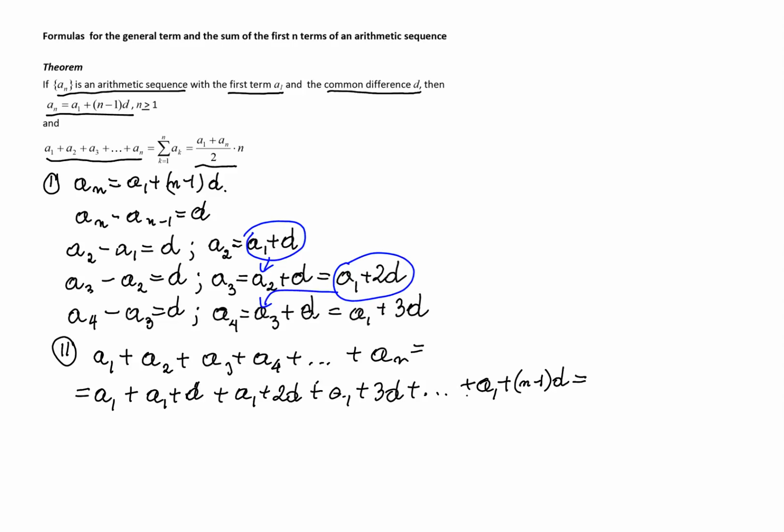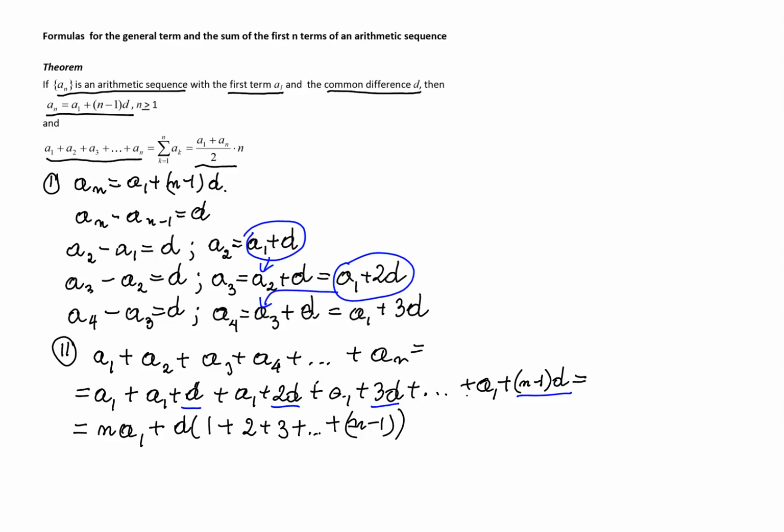Notice that we have a sub 1 appearing in that sum n times, once per each term from 1 to n, and therefore if you add them all, we'll have n times a sub 1. And then we'll have terms with d. We have d, 2d, 3d, and so on until n minus 1 times d. From all those remaining terms, we can factor out d, and what will be left is 1 plus 2 plus 3 plus and so on until n minus 1.